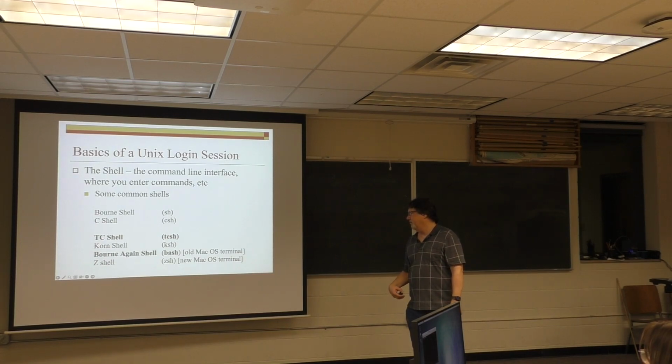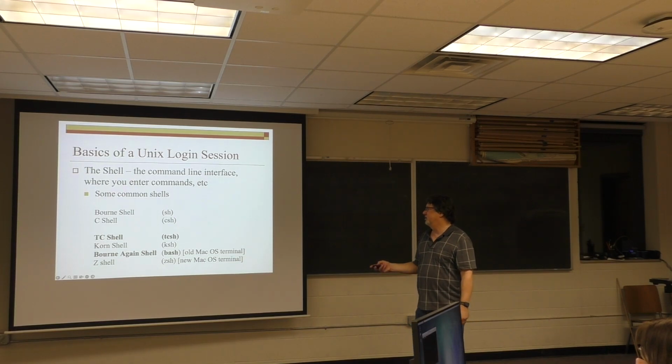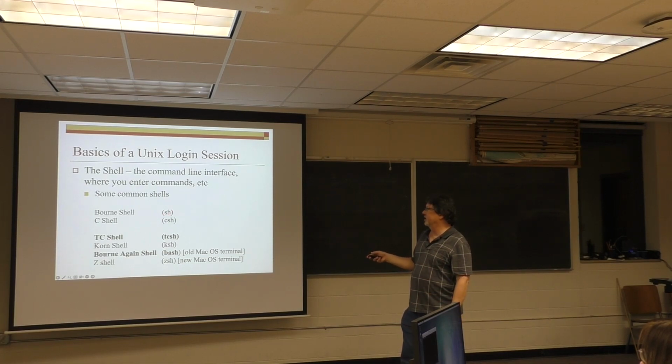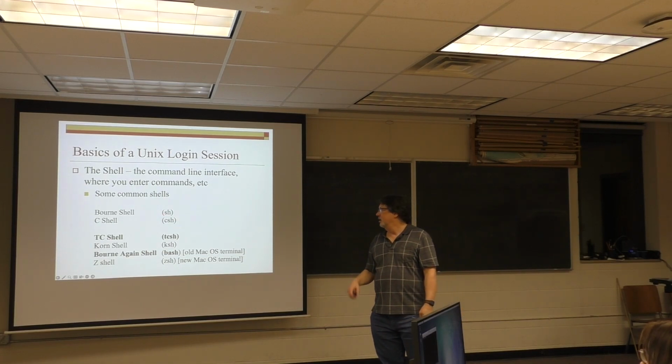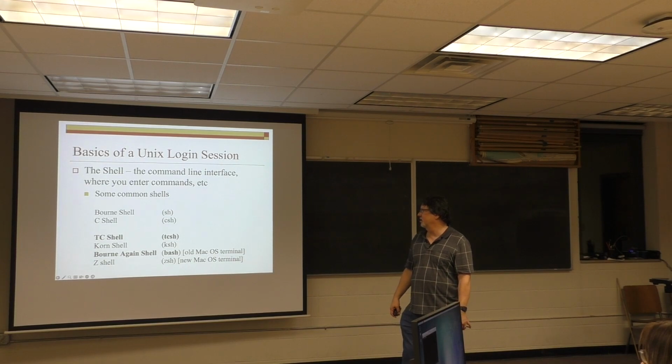People wrote newer versions of those that had additional features, because the original ones are pretty cryptic. The TC shell is an enhanced version of the C shell. It has the same syntax but a lot more features. The Bourne Again shell is like the Bourne shell, but again has additional features. A lot of times, those are the ones that you'll typically see on Unix or Linux machines: the TC shell or the bash shell.